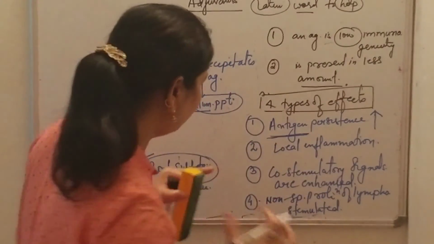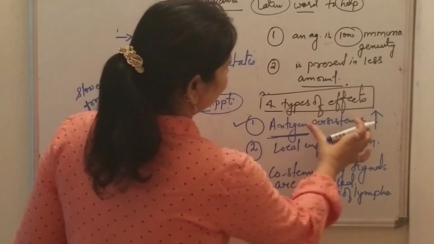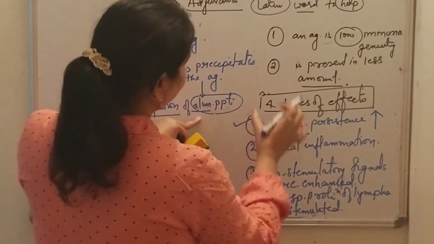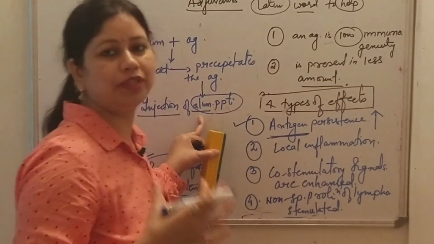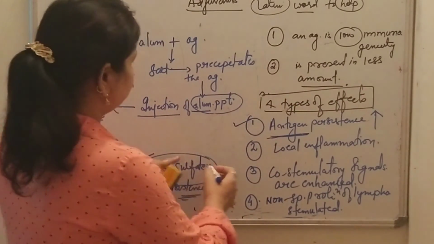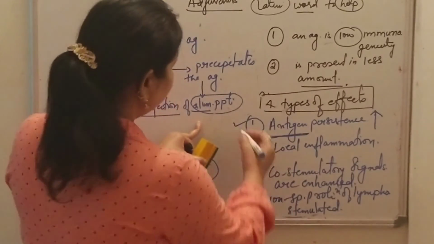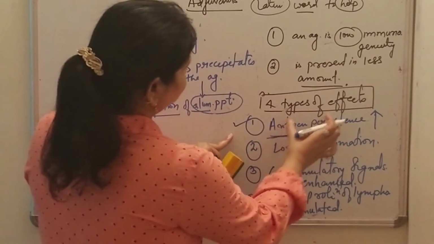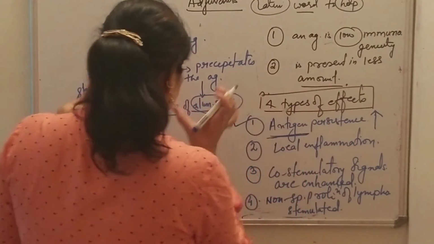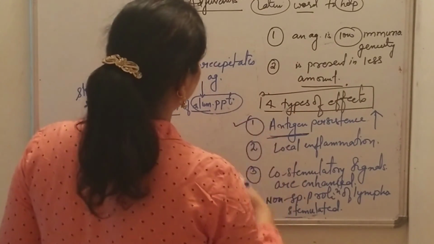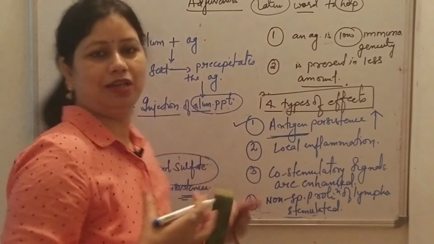So this is how antigen persistence is increased due to the action of alum, that is aluminum potassium sulfate, used here as an adjuvant. In this way, by increasing the antigen persistence, alum functions to increase the immunogenicity. So this is all about the adjuvant.